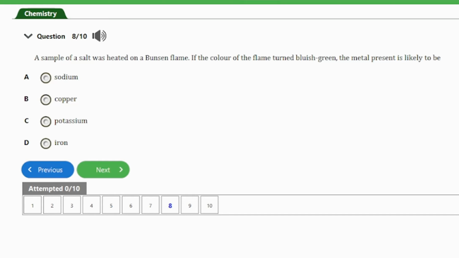A sample of salt that was heated on a Bunsen flame. If the color of the flame turned bluish green, the metal present is likely to be copper. This is because different metals produce different flame colors when heated due to the energy levels of their electrons. So copper ions typically produce a bluish green flame, and that's it for this question.